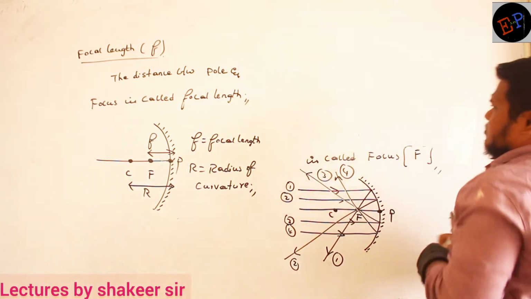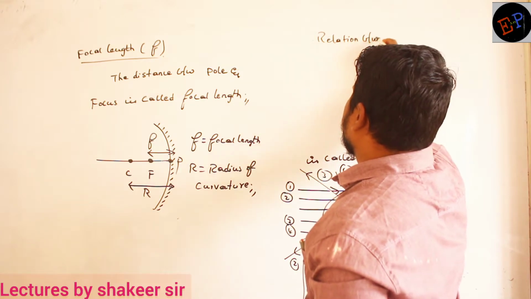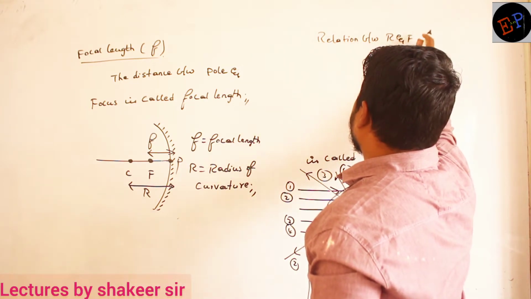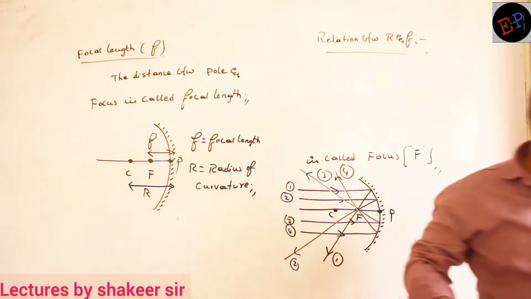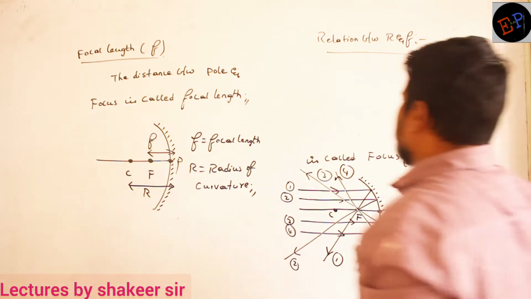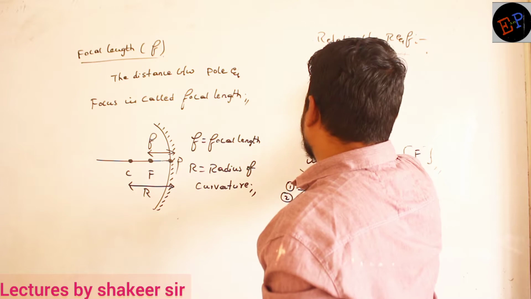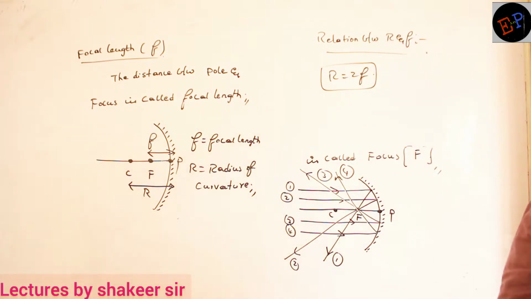The relation between R and small f. The relation is R is equal to 2f. That's all, this is the relation. There is some proof also, but we are not going for the proof.